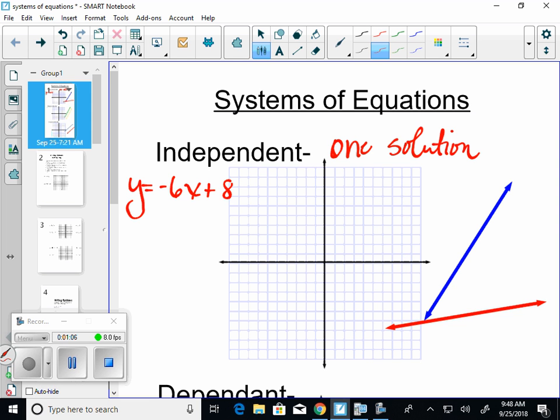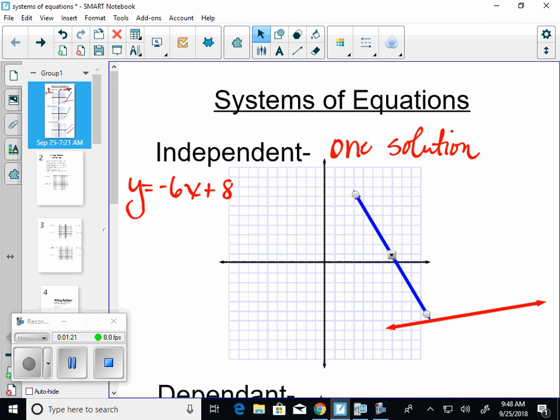And I could graph that, right? Where would I start? At 8, and then my slope would go down 6 and over 1. So I could graph a line that went through 8 and then went down 6 and over 1. Right? And that would be that line. When you're sketching, you don't have to be exact, but let's get a line on there that closely resembles that one.